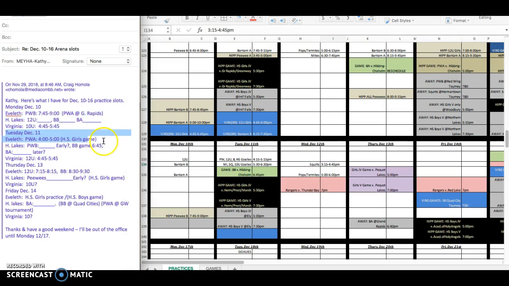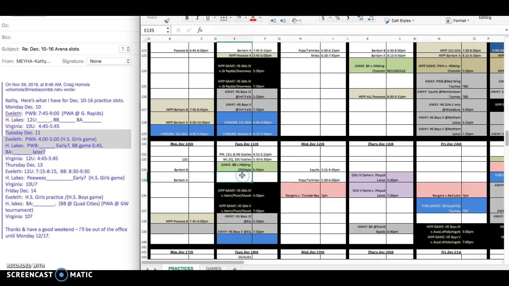Getting back to Tuesday, sorry if I'm jumping around a little bit. Eveleth has PBAs, and he's hoping to put the PBBs on early, but we already have a goalie session with PD that day, so I'll just have to tell him, nope, sorry. The Bantam Bs have a game, and then the BAs can go later, which fits the schedule for the coaches as well.